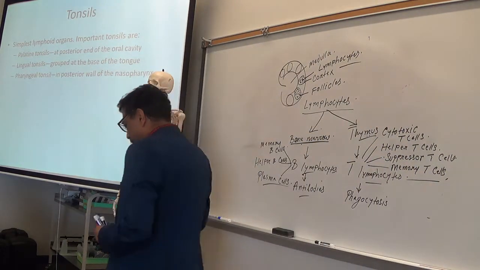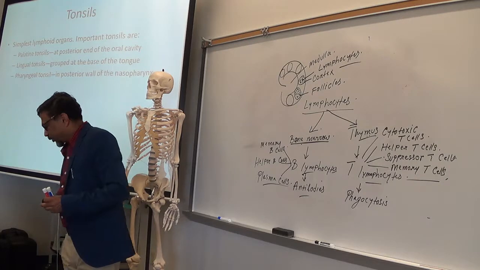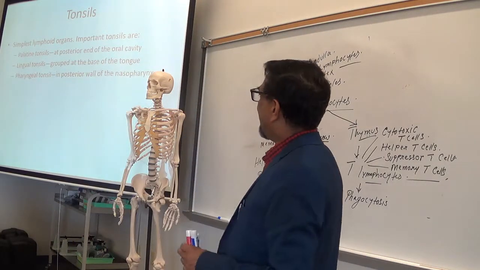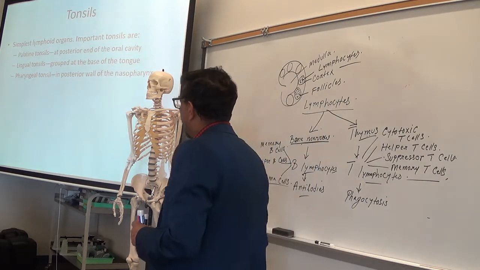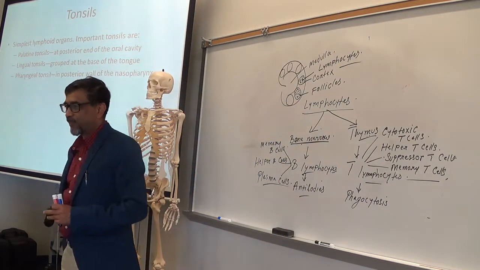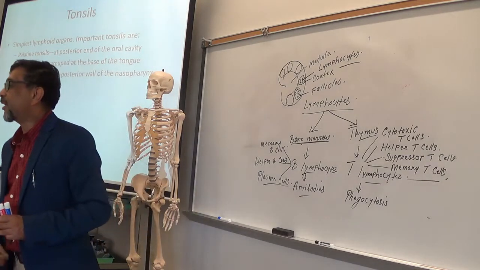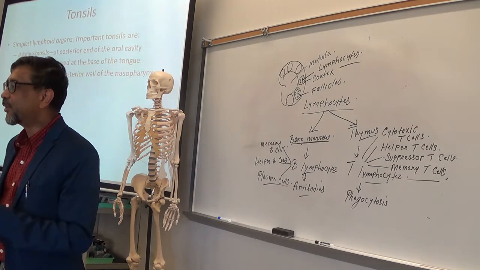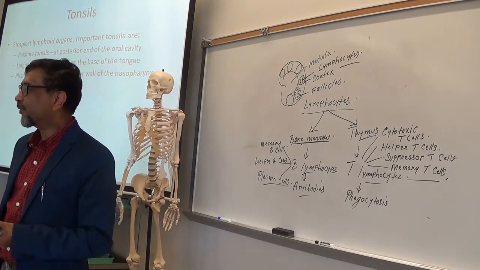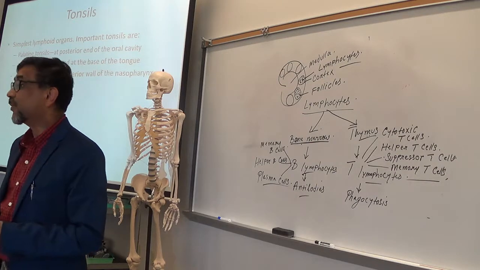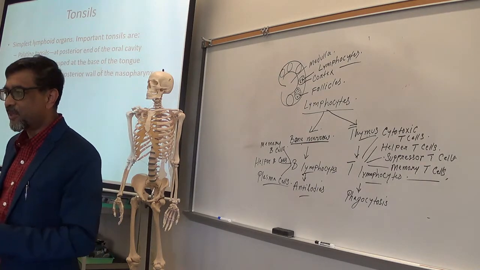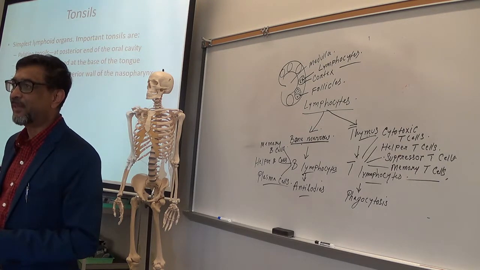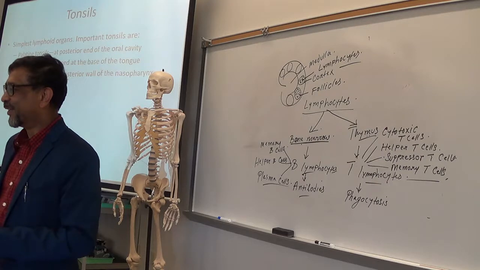Tonsils. Three types of tonsils are present: palatine tonsils, lingual tonsils, and pharyngeal tonsil. Their names are like the locations. Palatine tonsils are located where? Near the, its name is telling me. Where? Palate. Near the palate, right? That's why I call it palatine.